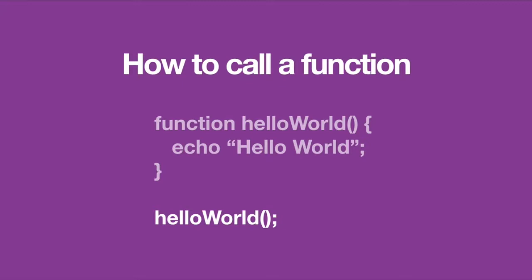And then to call a function after you've created it, you just write the function name and then the parentheses to actually call it out. And that would actually execute your function. It would do whatever you tell it to do.